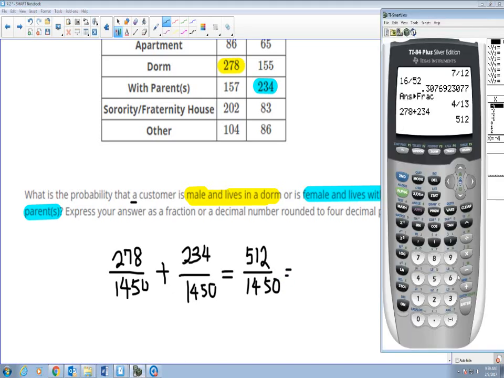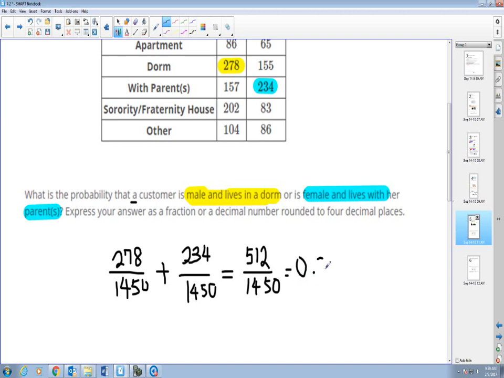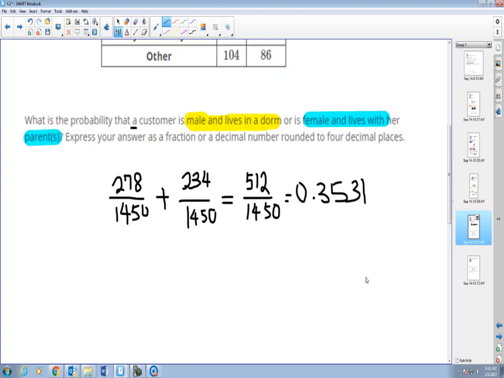Alright, let's put it in the calculator. 512 out of 1450. So that's about 0.3531. About 35.31%. There you go. That's your answer.